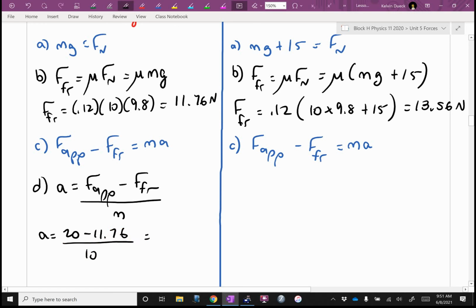I can do that in my head. 20 take away 11 is 9. Take away 0.76 is 8.23. 0.823? No, 0.824. Carry a 1, Duke. Because it's an acceleration.